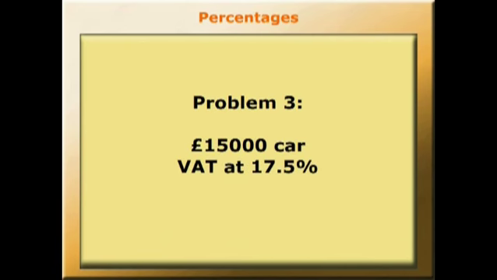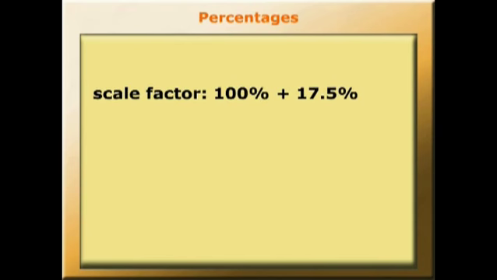Here we want to find the full price of the £15,000 car if the £15,000 is before we've added 17.5% value added tax. Earlier we calculated the size of the increase in price. Here we want to find the new price. That is, the original price plus the increase. The neatest way to do this is to say that we have a scale factor of 100% of the old price plus 17.5%, the increase in price.